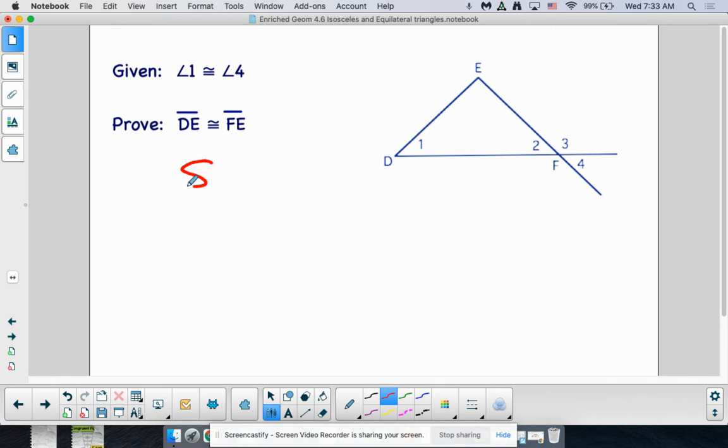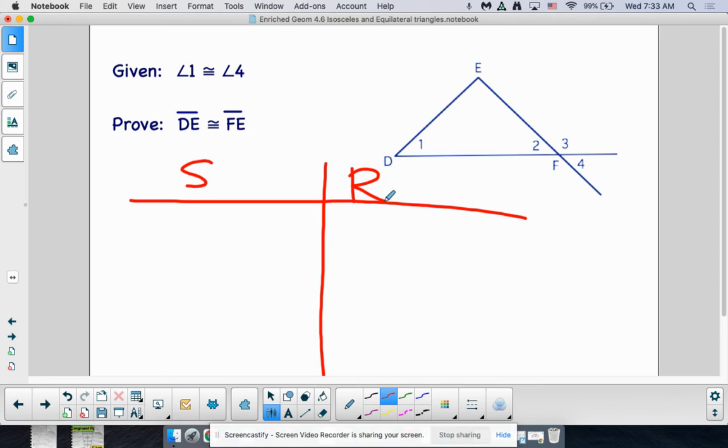Next, a fun little proof. This one's fun, it's cute. There's not a lot to it. I'm going to abbreviate statements and reasons here. So our goal is to show that this guy, DE, is congruent to EF. That's our end goal. How are we going to do that? Well, let's see. We're given that angle 1 is congruent to angle 4, and that's all we're given. So we're going to basically prove our last theorem.